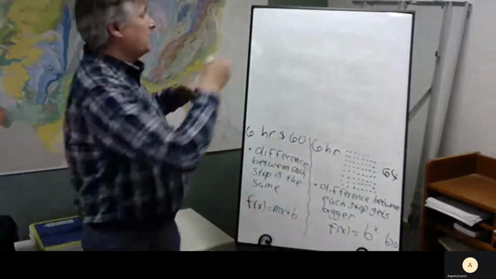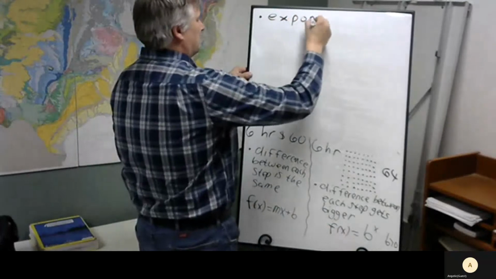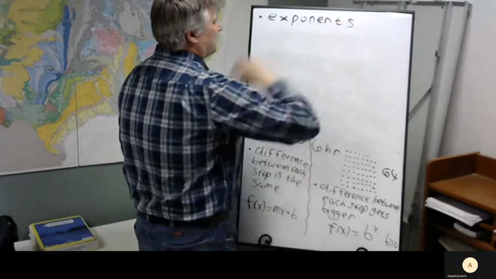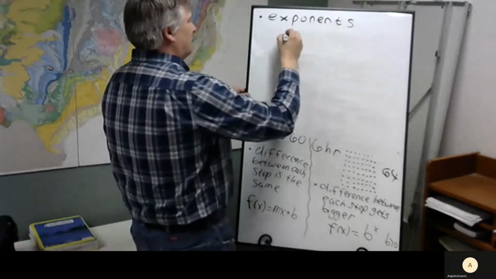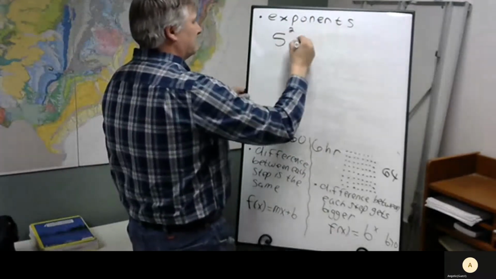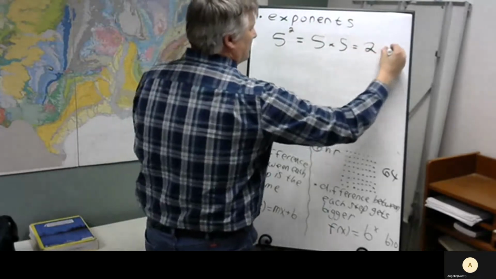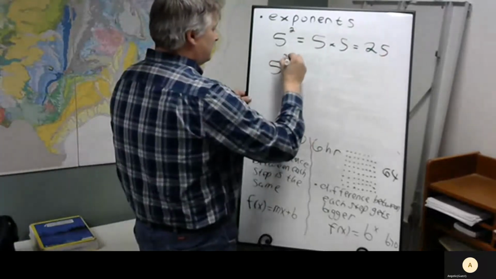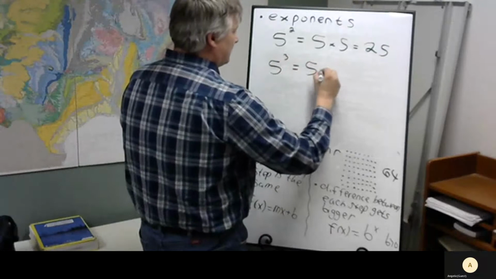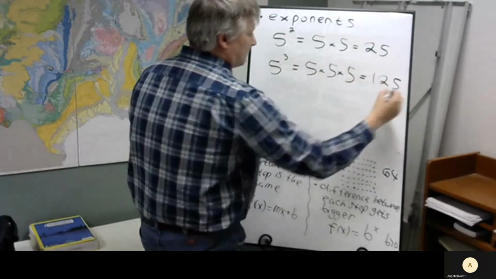So first off, just to kind of review exponents real quick. So for exponents, when we see something like, say, 5 squared, this means 5 times 5, or 25. Or 5 cubed equals 5 times 5 times 5, which is 125.